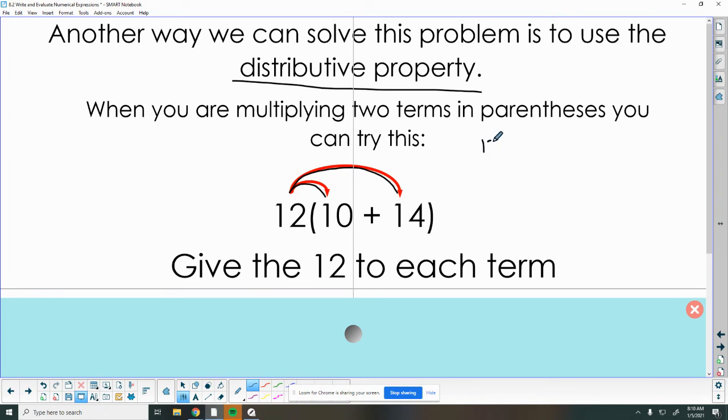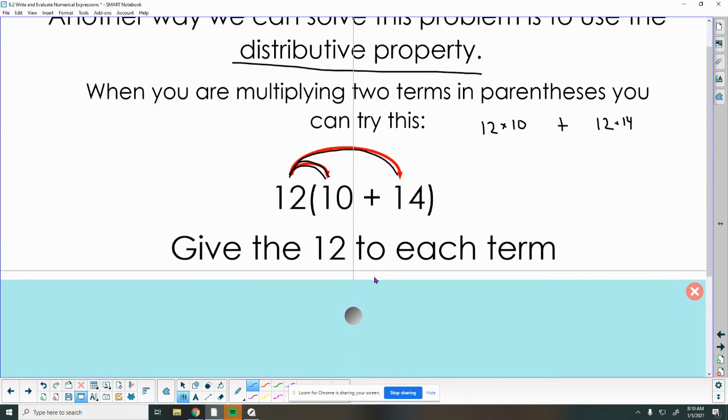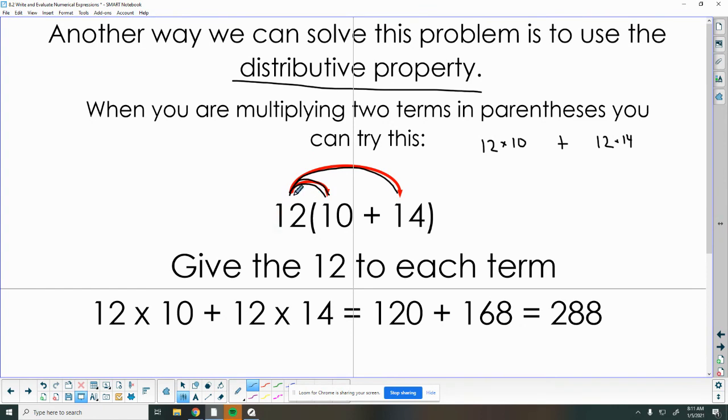We could have found how much the first building dog beds cost. We could have found how much the second building dog beds cost. And then we could have added them together. So this distributive property is just showing us what we could do here. So if we did 12 times 10 and 12 times 14, we would want to add those together. Give, give. So this only works when you have terms inside your parentheses and you're multiplying. So we would do each part. So I would have to multiply first.